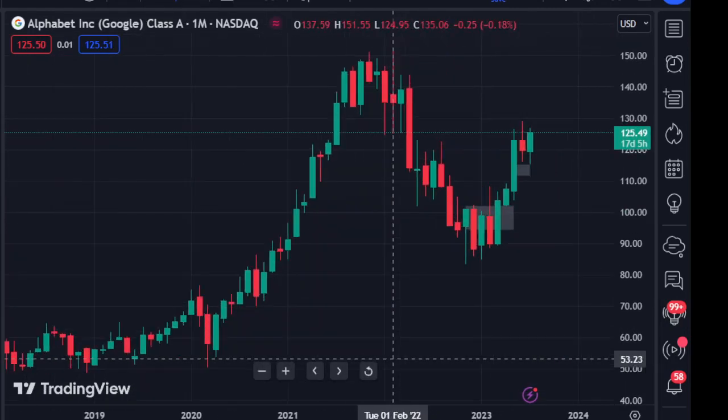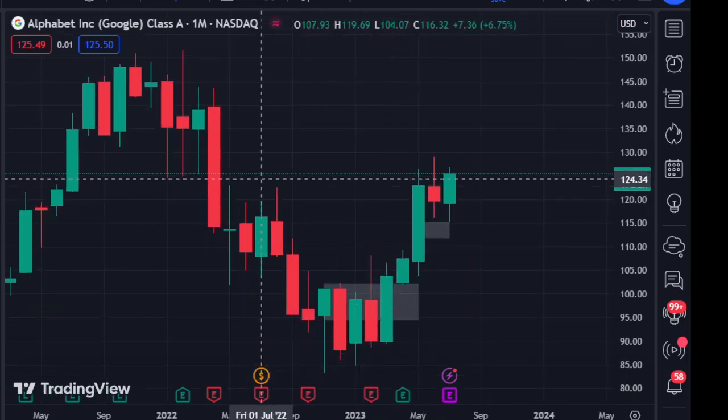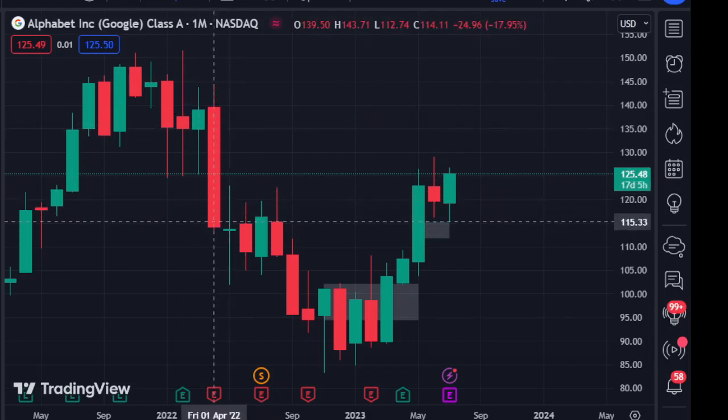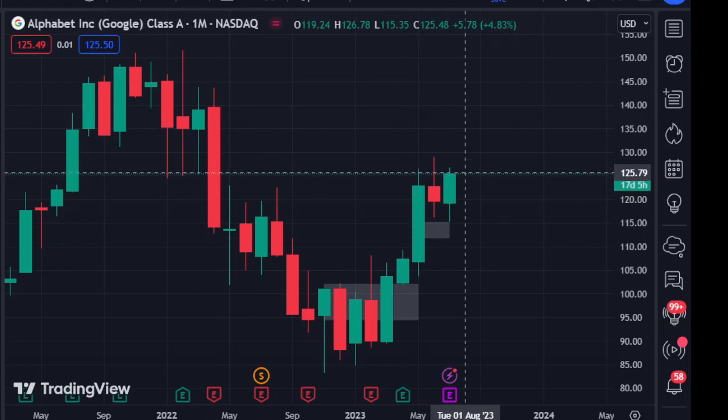So this is a monthly chart. In a monthly chart, this is all sell side, and now we are over here. Okay.